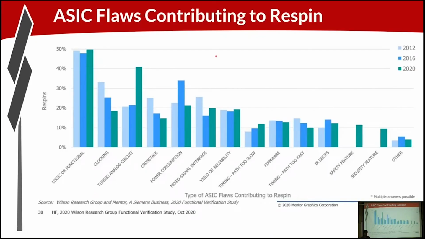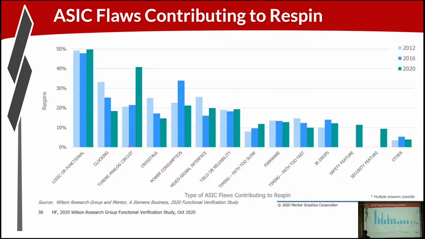This breaks down the nature of the bugs that cause respins to be necessary, right? So this is the far right tail of the bug plot. One of the interesting things to note here is that logical or functional bugs, well, first of all, if you look at all these bars, you'll note that they add to more than 100%.